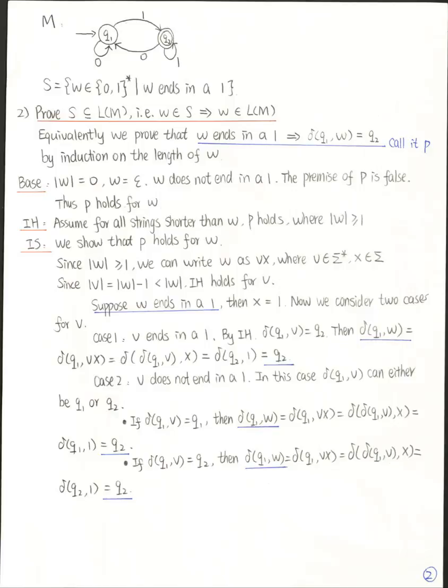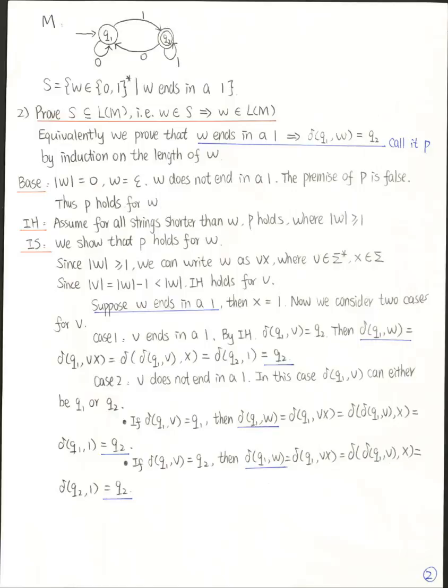Now we want to prove this P holds for W. What we do is we assume the premise is true for W, and then we prove the conclusion is true for W. So we suppose W ends in a 1. Then this X is equal to 1 because W equals Vx. Now we consider two cases for V. Case 1 is V ends in a 1. So by the inductive hypothesis, when the machine reads this V, it should end in Q2.